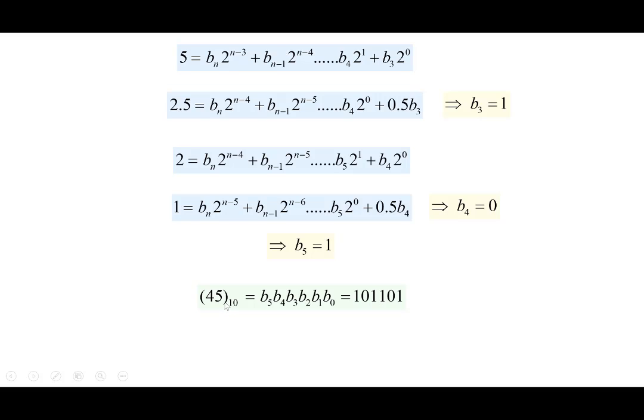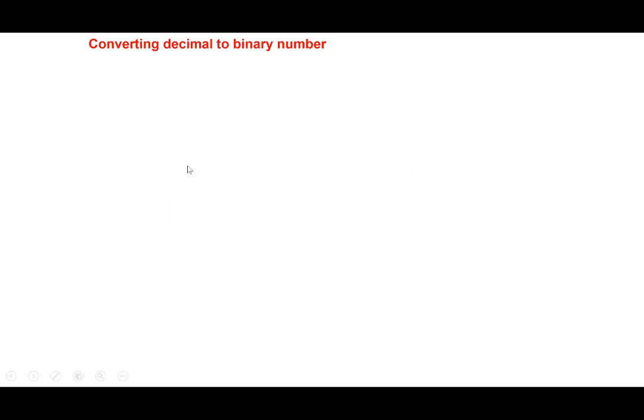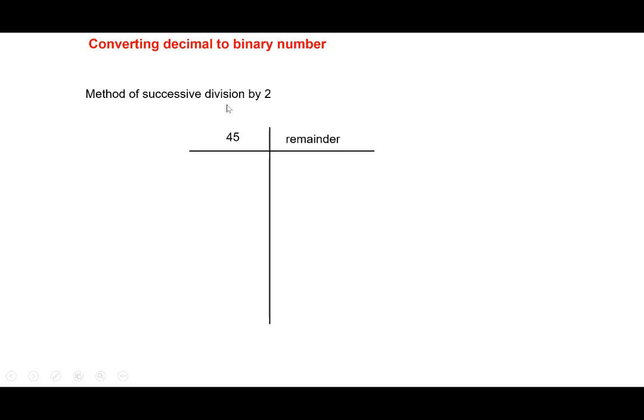So we see that we can convert a decimal number to a binary number by repeatedly dividing this particular number by the base of this particular number here, which is 2. All right, so we can do it. So it's a method of successive division by 2 here. So we can do it in a more systematic manner here.